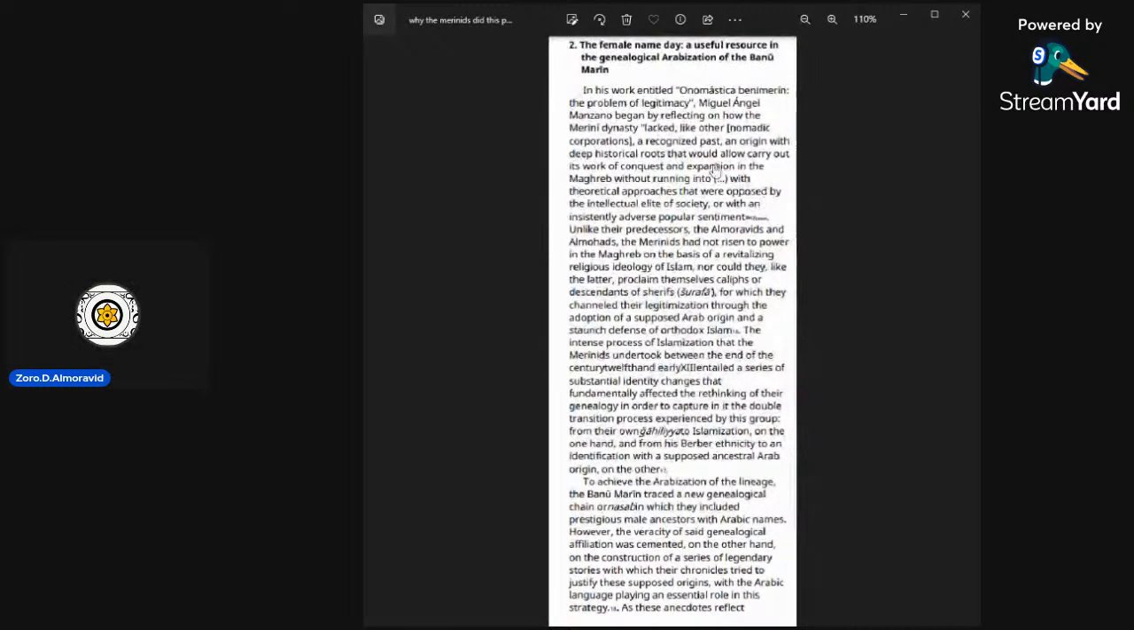The problem of legitimacy. The Marinid dynasty, as I said just earlier, lacked a recognized past, just like other nomadic corporations like the Almoravids, like the Almohads, etc. An origin with deep historical roots would allow them to carry out their work of conquest and expansion in the Maghreb without running into theoretical approaches opposed by the intellectual elite of society, or with an insistently adverse popular sentiment.